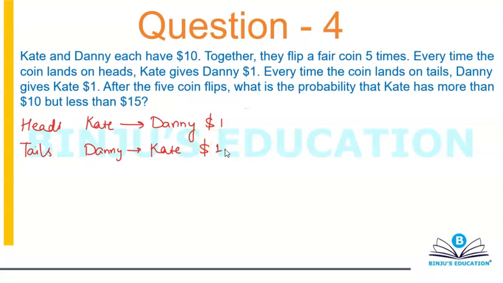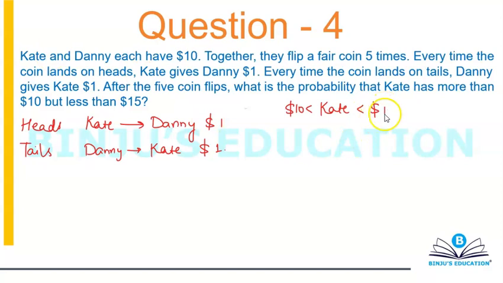After the 5 coin flips, okay, so the coin has been flipped 5 times. What is the probability that Kate has more than $10? So we want Kate to have more than $10 but less than $15. But less than $15. Okay, this is the question.